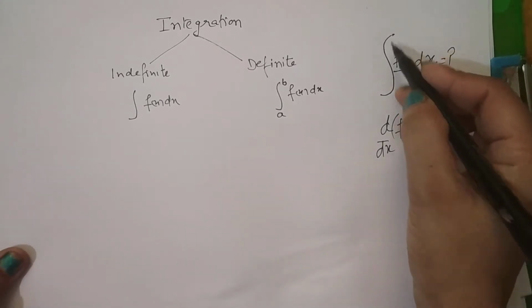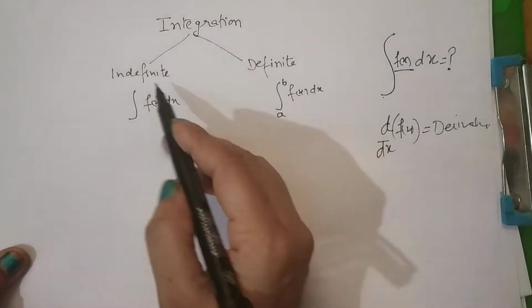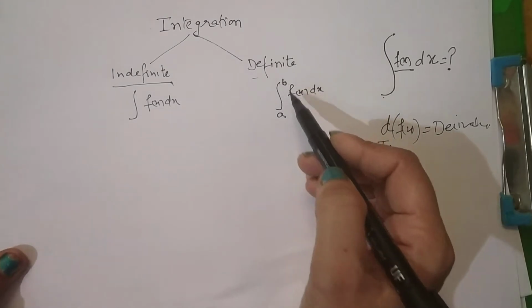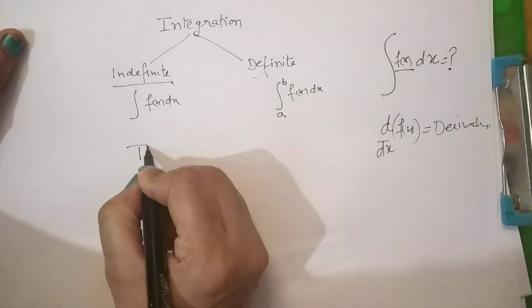So if the limits are not given from which point to which point we have to find the integral, then that is called indefinite. And if the limits are given like from a to b we have to find the value of integral, that is definite integral.